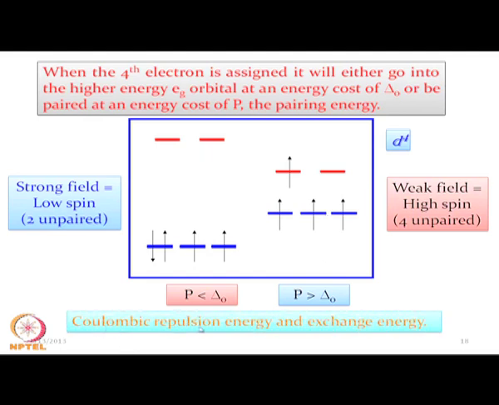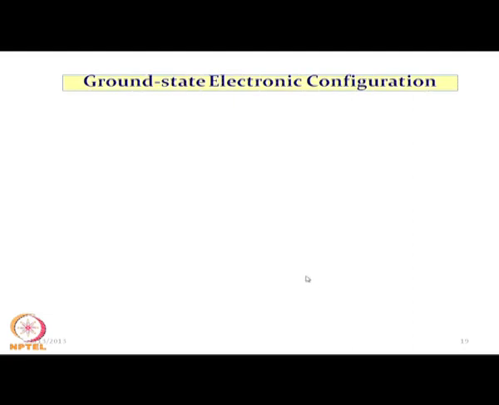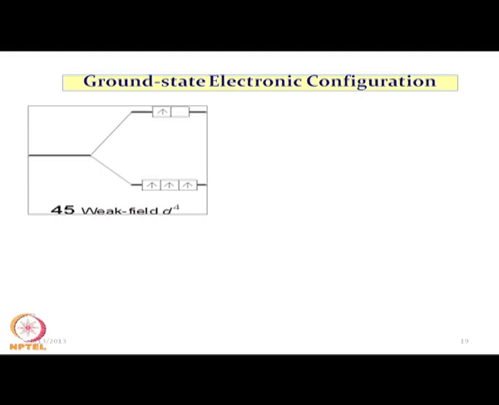And also we are considering that the energy levels we are talking about are all electrostatic in nature. So, this particular delta term is related to the Coulombic repulsion energy for the interaction, and the P term is the corresponding exchange energy for the pairing. Then how we find the ground state electronic configuration, we have seen just now. So, this is the simplest form of writing it diagrammatically.